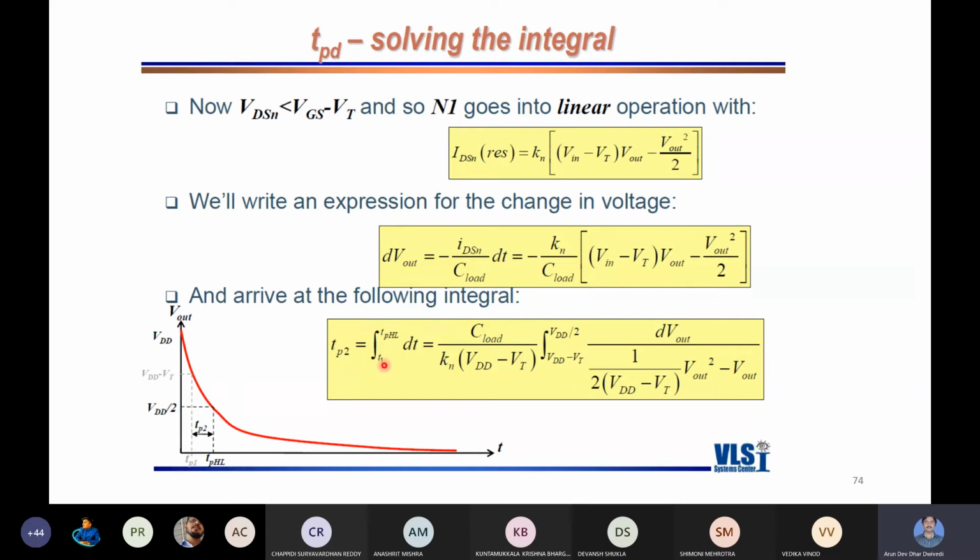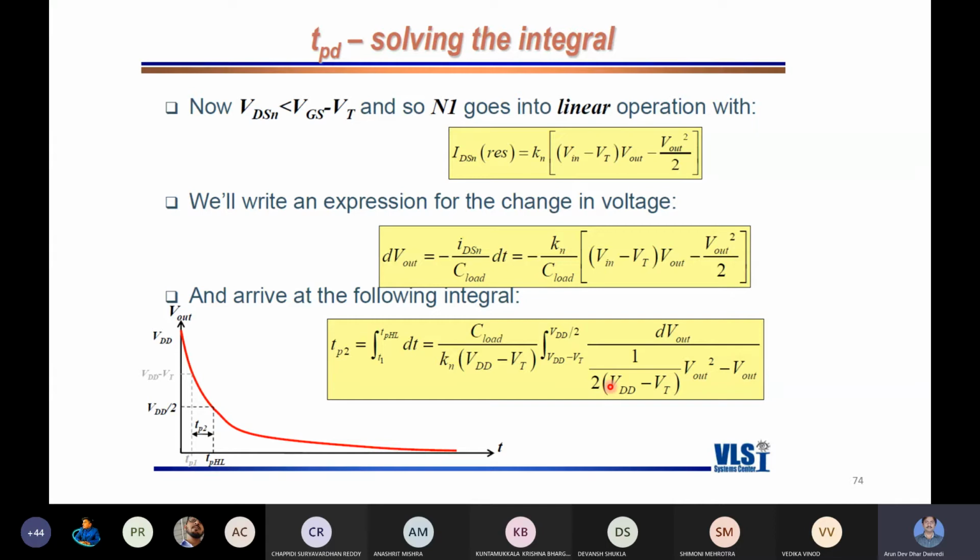This TP2 is basically the integral from T1 to TPHL of dt. So the integral from this point to this point is TP2. It is in terms of C load divided by K and VDD minus VT, integrated from VDD minus VT to VDD by 2, and by putting this dV out here, the ID equation is kept here.